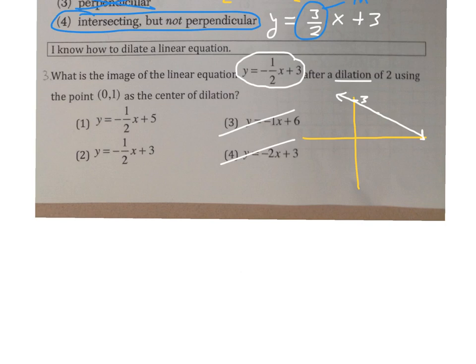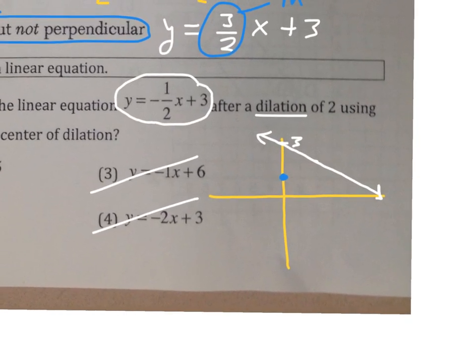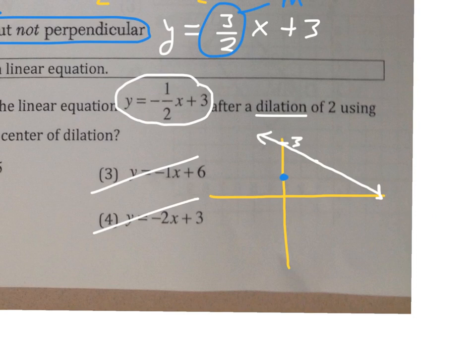And if I'm dilating from the point 0, 1, I'm dilating from this blue point here, not the origin. If I was dilating from the origin, the 3 would just get multiplied by the 2, and the y-intercept would become 6. Instead, I'm going to think about this one as we did with the compass. If the center of the dilation is 2 spaces away from the center of the dilation, and I was dilating it by 2, I would place my compass right on the center, spin the compass once, spin the compass twice, and the brand new line, the image, would actually go through the point 0, 5.